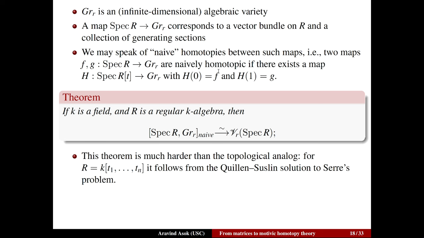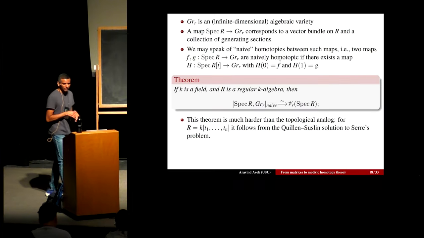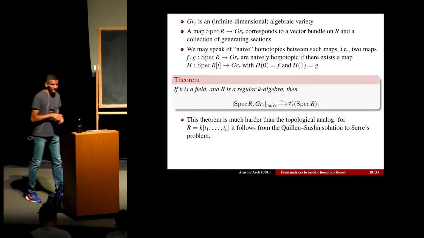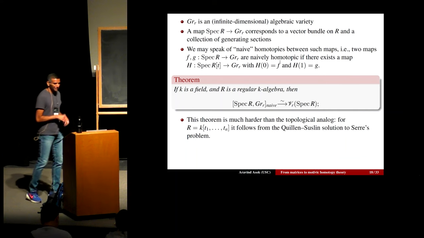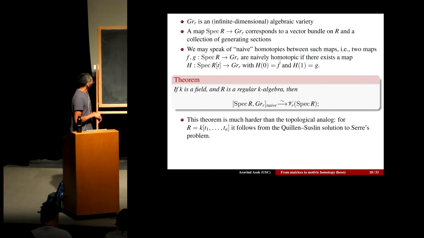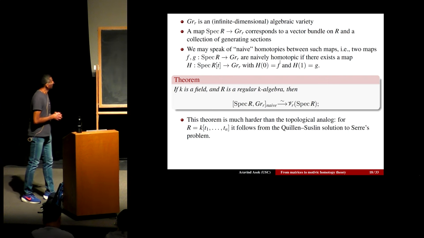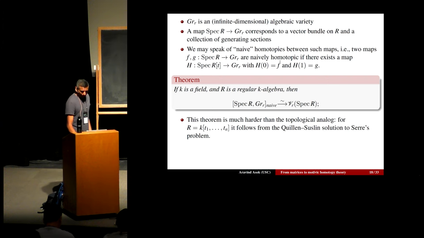So in other words, this is the claim that all vector bundles on a polynomial ring, or all projective modules over a polynomial ring, are actually free. All right? And that's a theorem of Quillen and Suslin, which provides an answer to a problem that was posed by Serre in the 1950s. So what does this theorem really use?